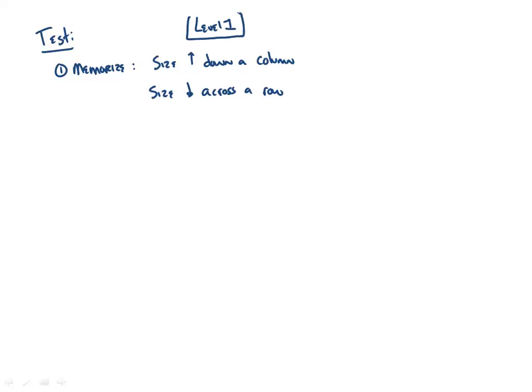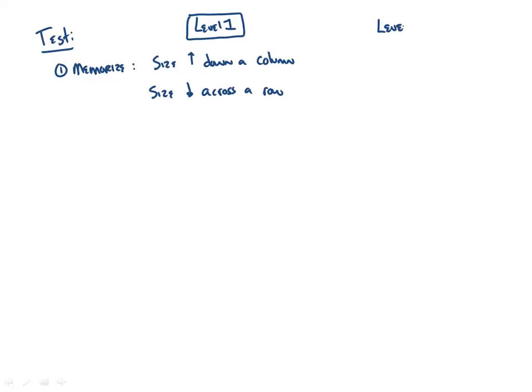There's certain levels of information. So first off, you can simply memorize it, meaning that size increases down a row or a column, and that size decreases across a row. You can simply memorize that. That's what I call level 1. That'll get you some points on the test.